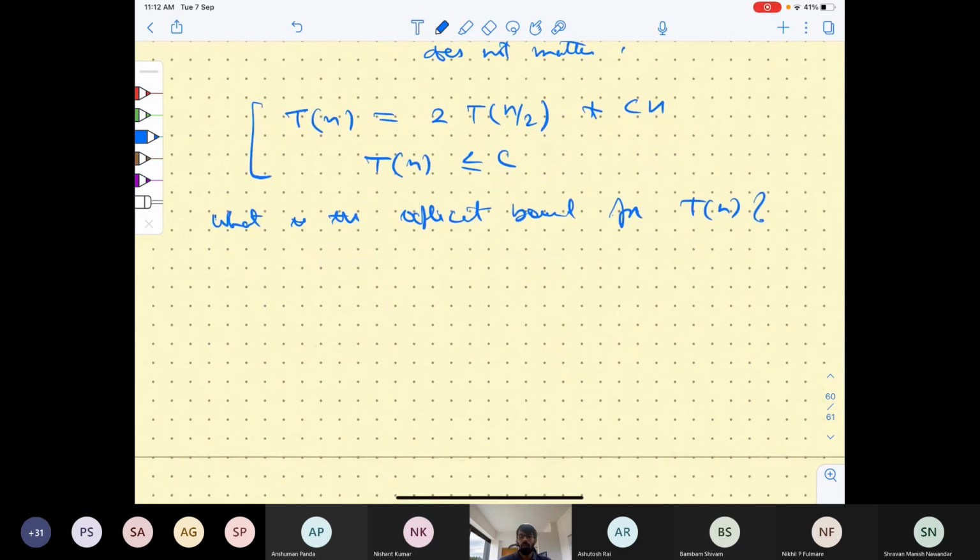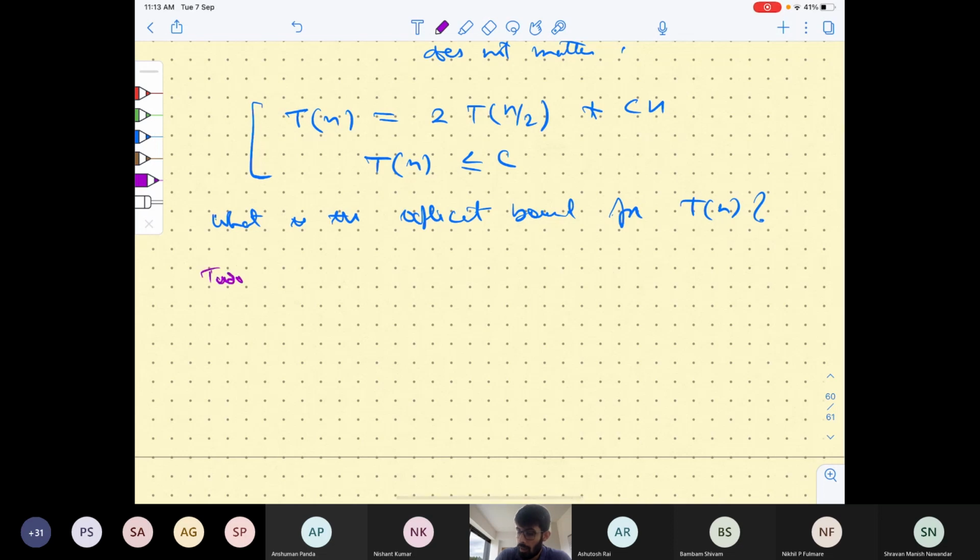Okay. So there are different ways of getting these explicit bounds for Tn, and we'll go through them one by one. If time permits, we'll look at one more example. We'll solve this particular recurrence using the techniques, and if time permits, look at more examples. Okay. So good.